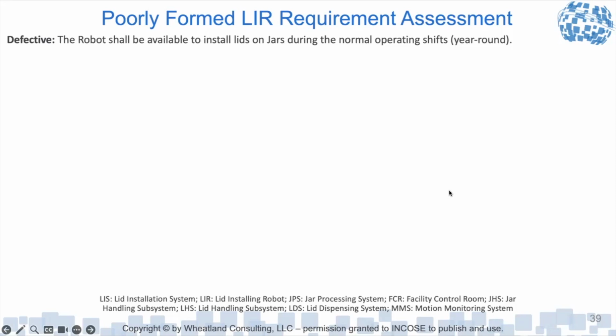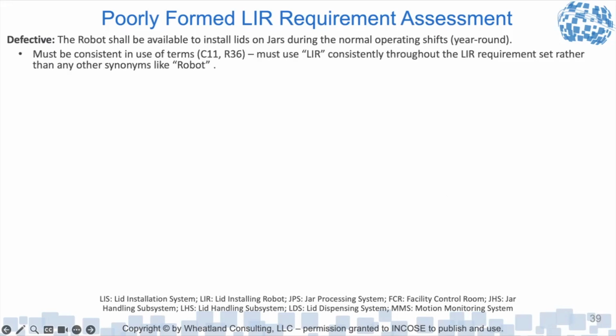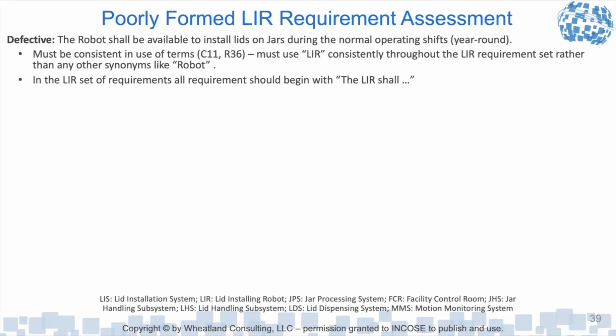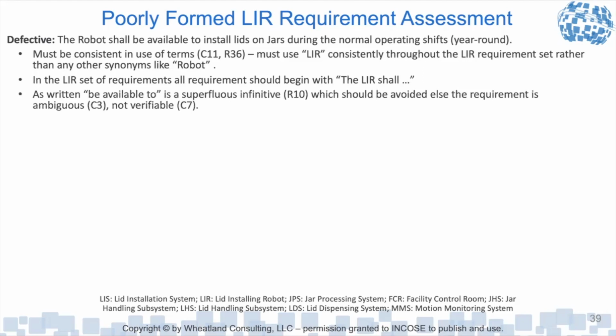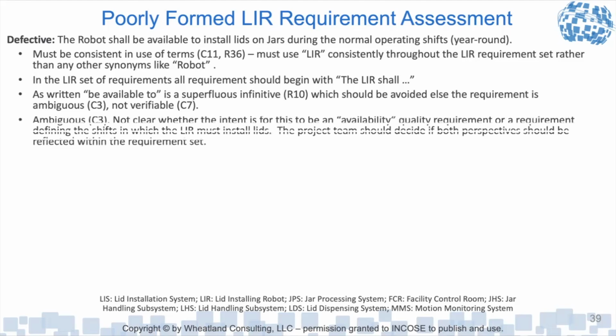The robot shall be available to install lids on jars during the normal operating shifts year-round. When writing requirements, there must be consistent use of terms. Must use LIR consistently throughout the LIR requirement set rather than any other synonyms like robot. In the LIR set of requirements, all requirements should begin with the LIR shall. As written, be available to is a superfluous infinitive, which should be avoided, else the requirement is ambiguous, not verifiable.